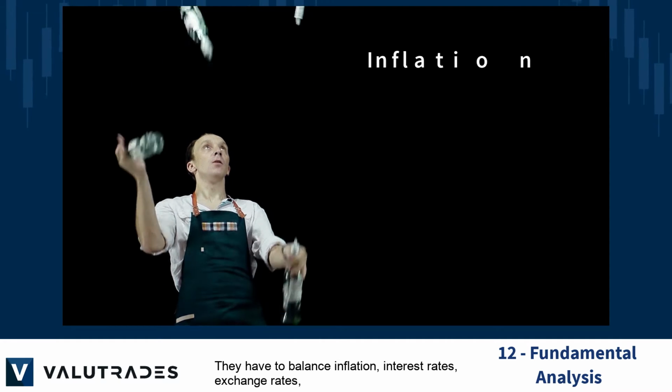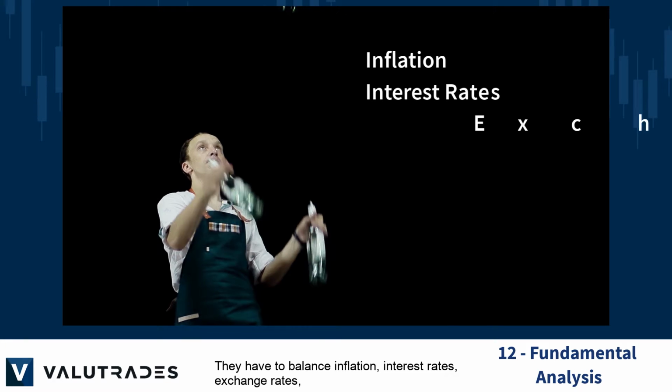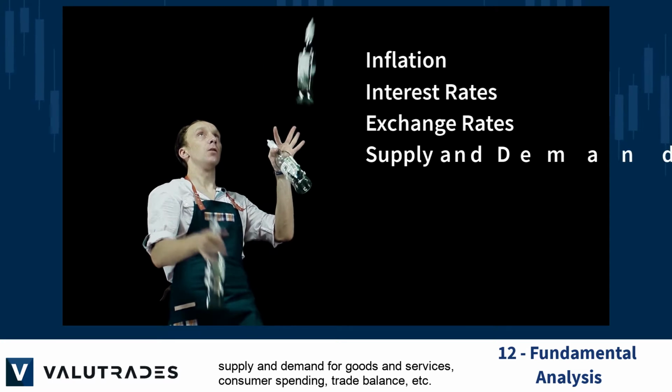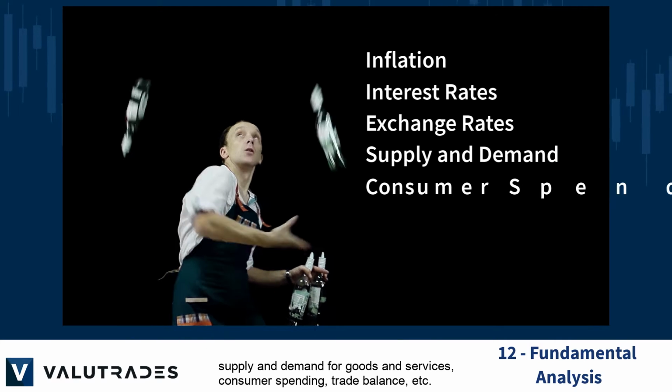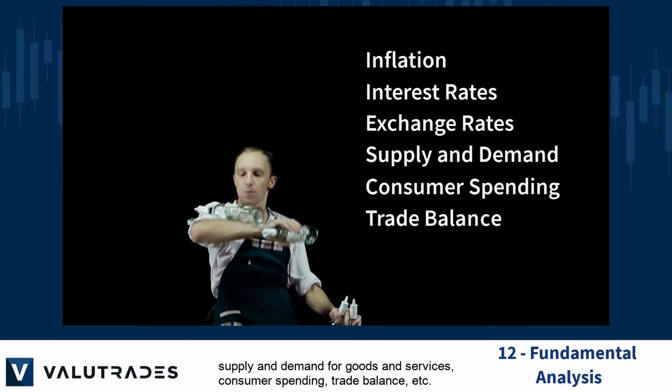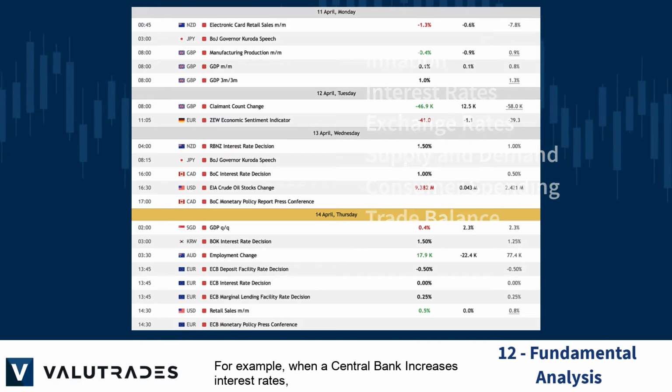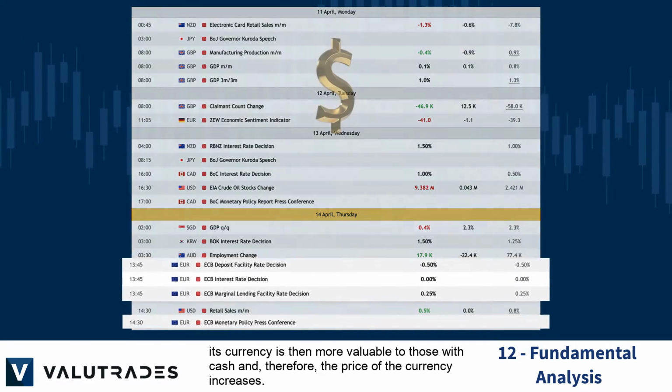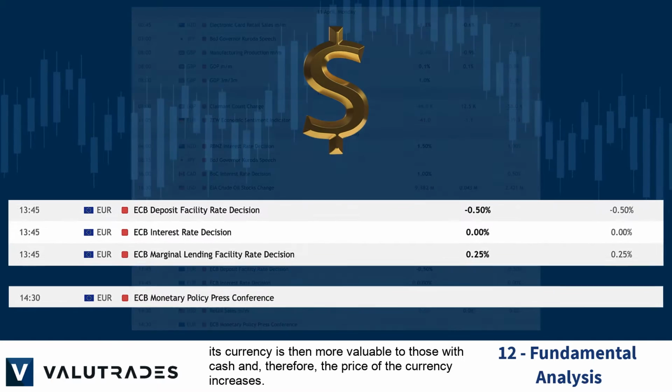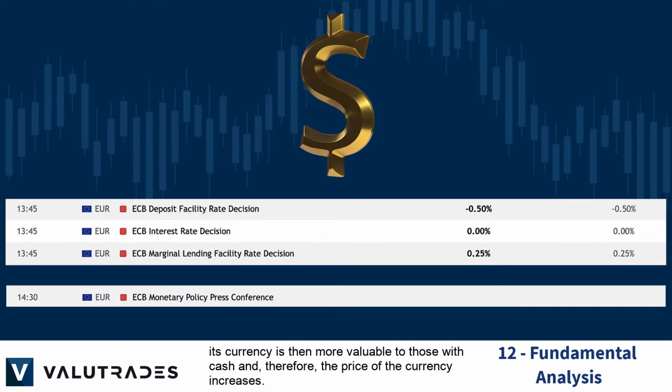They have to balance inflation, interest rates, exchange rates, supply and demand for goods and services, consumer spending, trade balance, etc. For example, when a central bank increases interest rates, its currency is then more valuable to those with cash, and therefore the price of the currency increases.